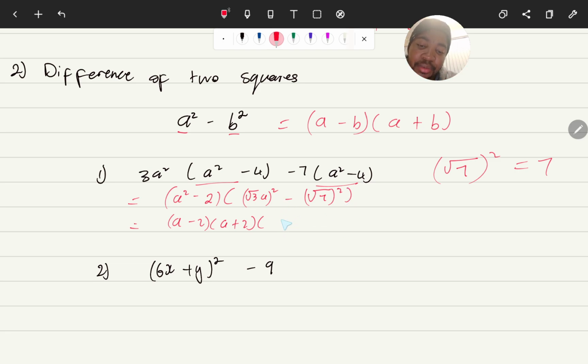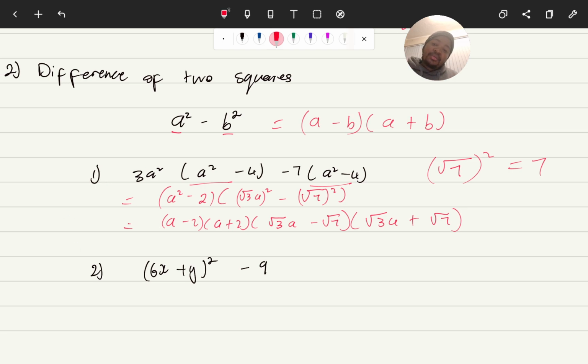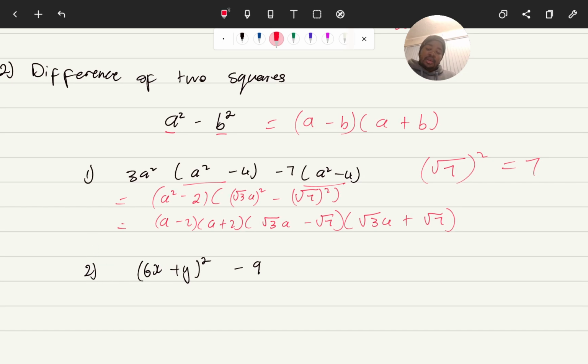Then what's going to happen? You're going to have (square root of 3a minus square root of 7)(square root of 3a plus square root of 7). All right, that's if you decided to be dramatic, right? We can make it into a difference of two squares. You multiply this whole thing, it's going to give you what you have there at the top. Beautiful.